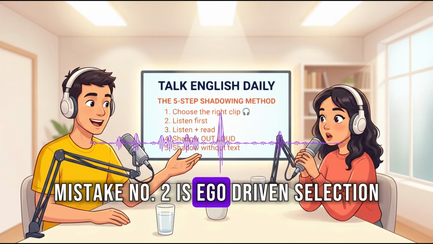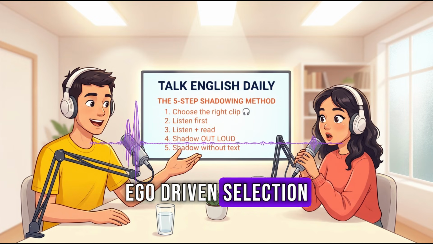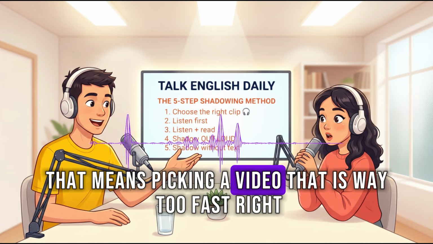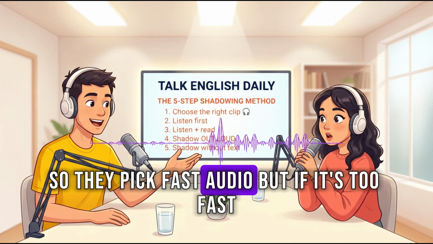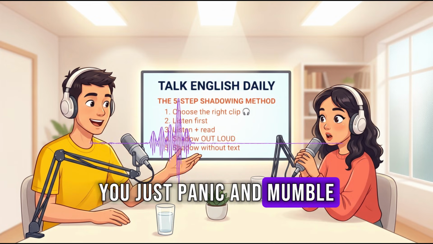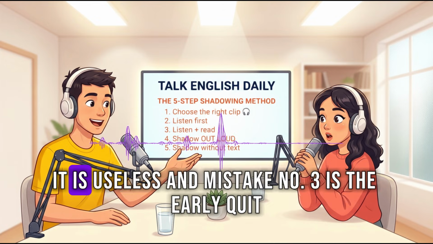Mistake number 2 is ego-driven selection. Ego-driven selection. That means picking a video that is way too fast. Right. People want to sound cool, so they pick fast audio. But if it's too fast, you just panic and mumble. You practice phonetic slurring. It is useless.